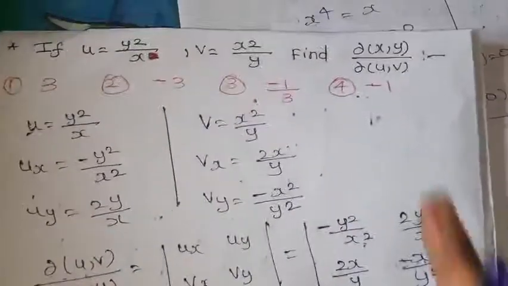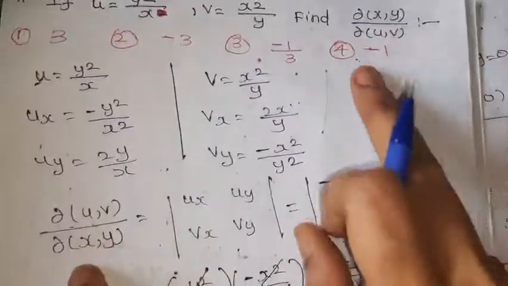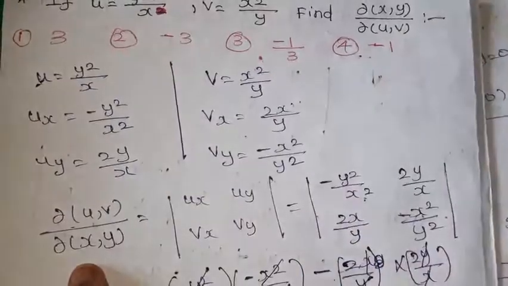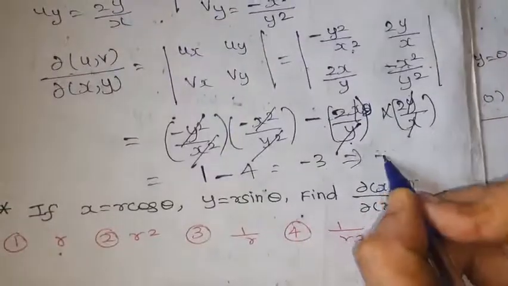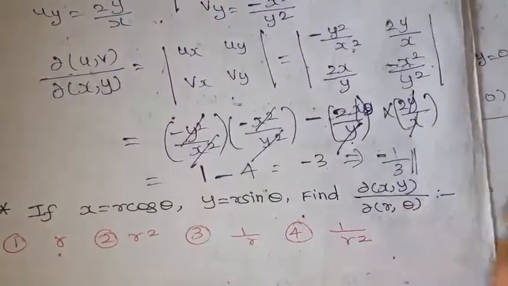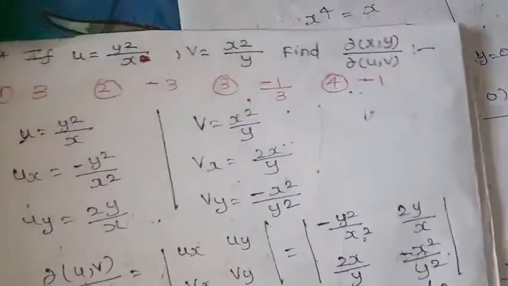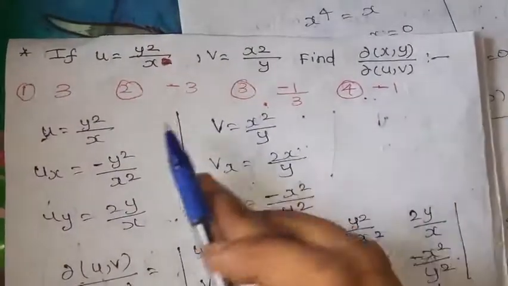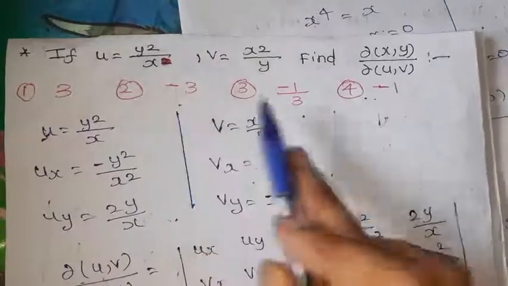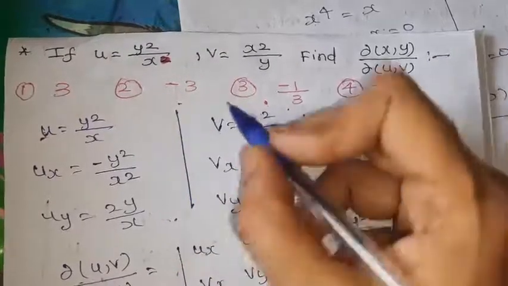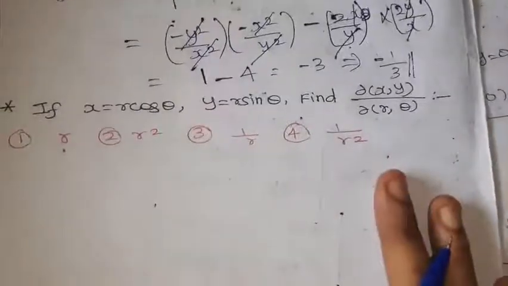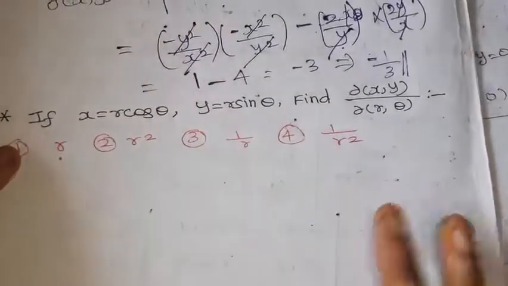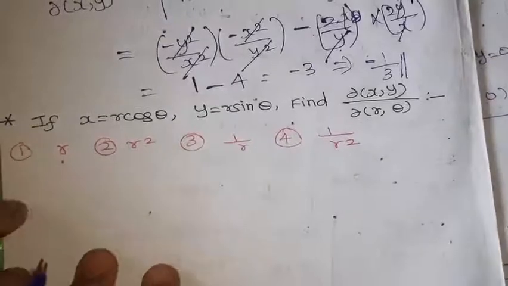From the question, ∂(x,y)/∂(u,v) is nothing but the reciprocal. So minus 1 by 3 is the correct option for this problem. See in the answer, see the options. Minus 3 is also given, minus 1 by 3 is also given. So for this problem, minus 1 by 3 is the right option. Okay, that is what I told earlier. Carefully check the question.